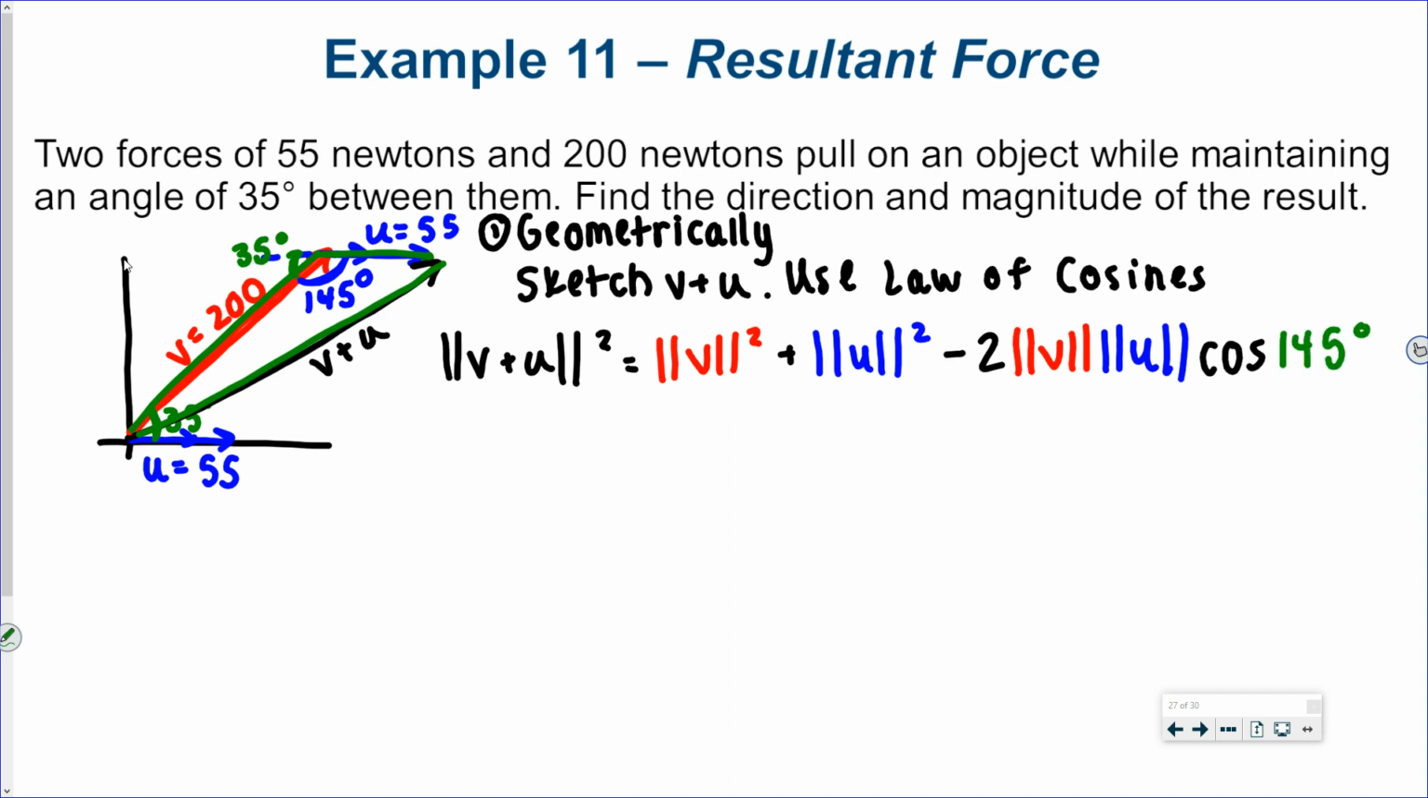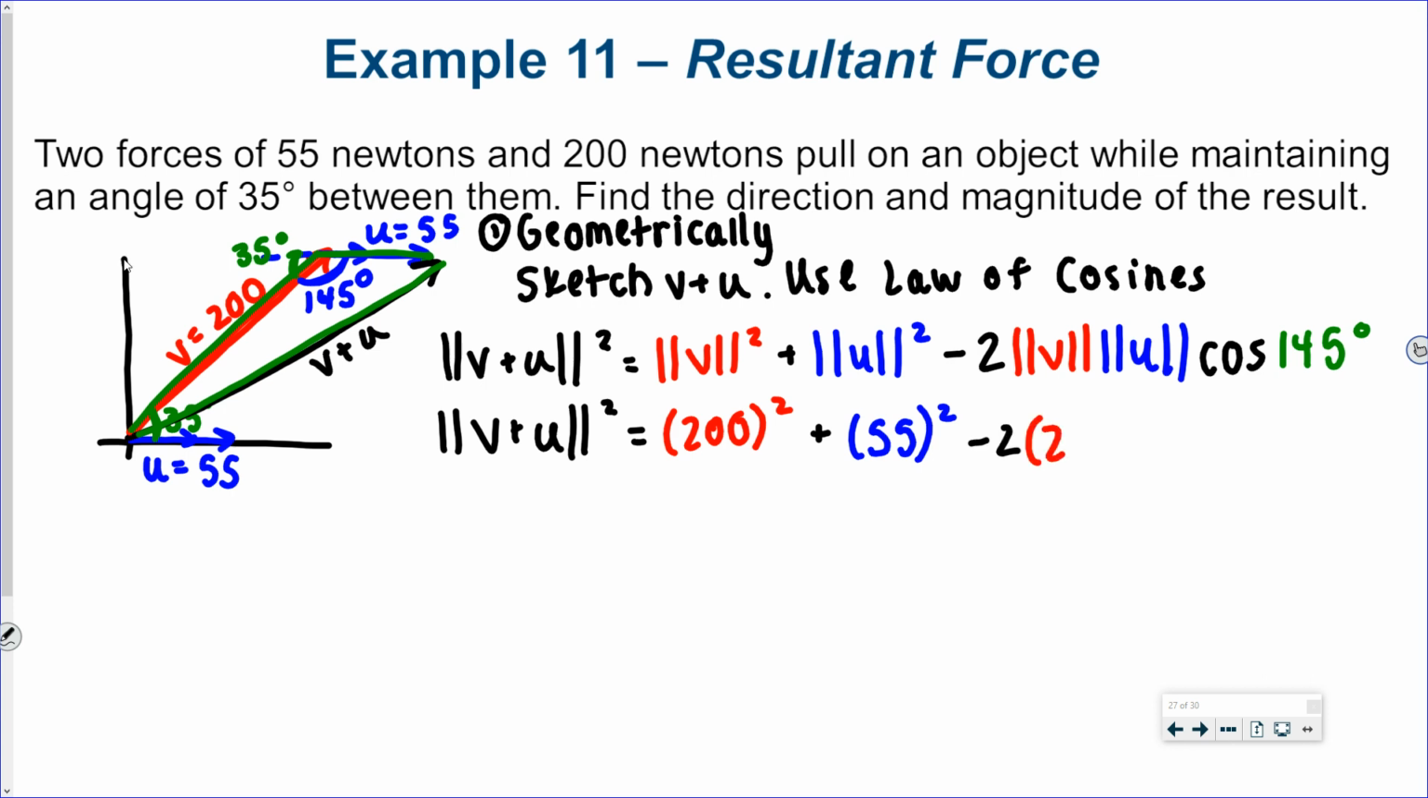Okay, I said I was going to wait to plug in my stuff, but that's okay. These ones I actually don't mind doing law of cosines because you just plug in all these numbers. It's a little bit easier to solve this algebraically. So the magnitude of v is 200 squared, and you don't have to write out the law of cosines every time. This is just more for an example in our notes. Plus the length of vector u is 55 squared, minus 2 times the magnitude of v, 200, times the magnitude of u, which is 55, times the cosine of the included angle, 145 degrees.